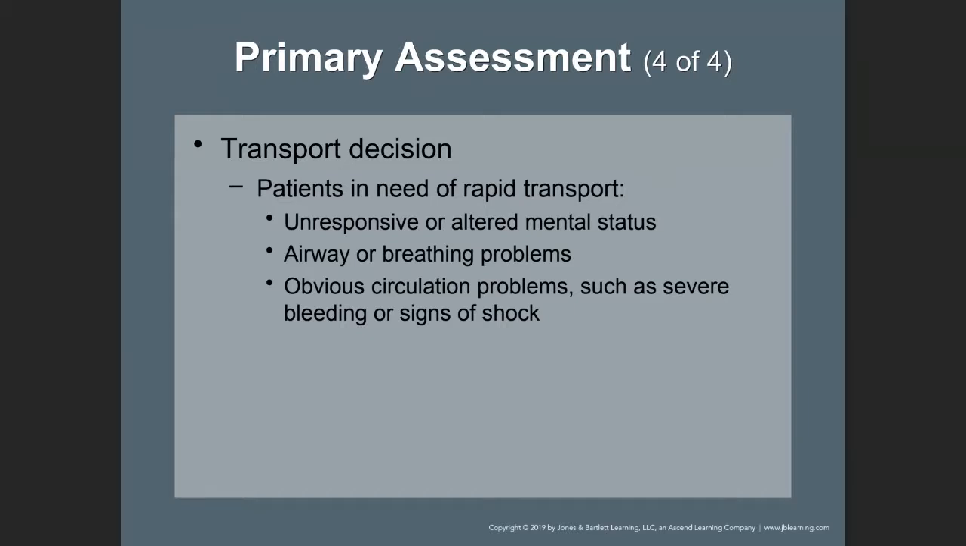So transport decision. Patients in need of rapid transport: unresponsive or altered mental status, lights and sirens. Breathing problem, emergency transport. Obvious circulation problems such as severe bleeding or signs of shock, load and go.